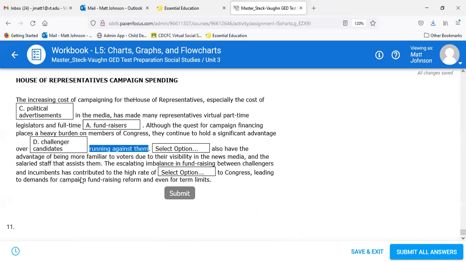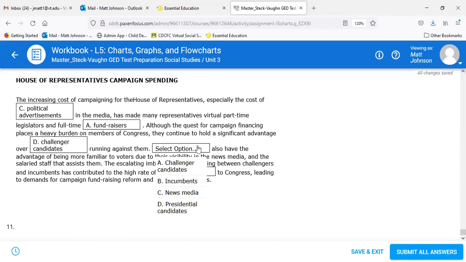All right. Now I'm going to go ahead and finish off the last two here. So blank also have the advantage of being more familiar to voters due to their visibility in the news media. So that, of course, is B, incumbents, right? Incumbents also have the advantage of being more familiar to voters due to their visibility in the news media and the salaried staff that assist them, right? Because they're already elected, they're already in the news cycle, they already appear on TV. So that's your context there.